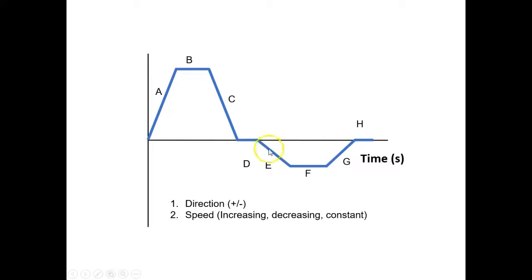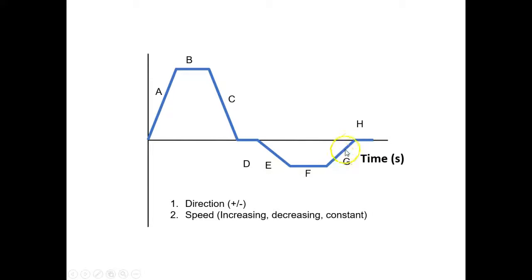At segment F, don't tell me that it stopped. If you tell me that it stopped, you're looking at the slope again. Don't look at the slope. What is the y value doing? Well, the y values are negative, so we have negative direction. We're still moving backwards, and the y value is constant. So now we have constant speed, so negative constant speed. So we're moving backwards and speeding up, moving backwards and going at constant speed.